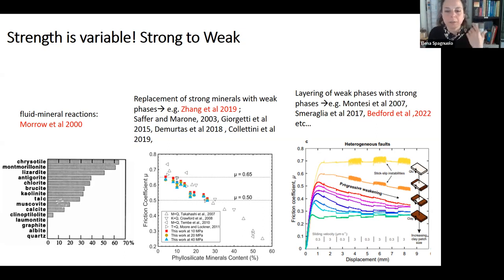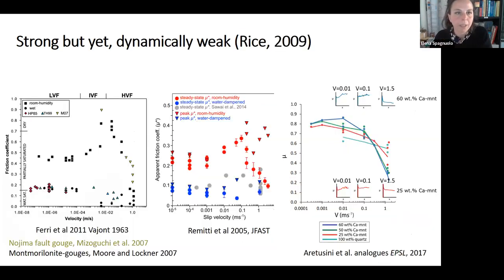And another possible motivation is that, again, during deformation, you might have a structural organization. So you have layers of different materials. This is an example from Bedford et al. in 2022, which is now. So they were doing experiments by producing these samples made of different layers, and they observed how the strength was reducing and also how the stability was changing because of this layering.